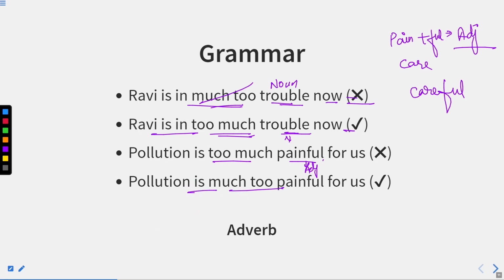Pollution is much too painful. Now, painful is an adjective, so it is preceded by much too, not too much. So, this is very, very important. So, now onwards, keep in mind, if it is a noun, you should precede it with too much, and if it is an adjective, you should precede it with much too. Too much noun, much too adjective. This is very, very important for all of us.